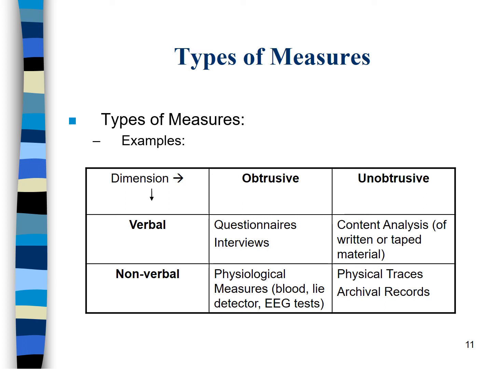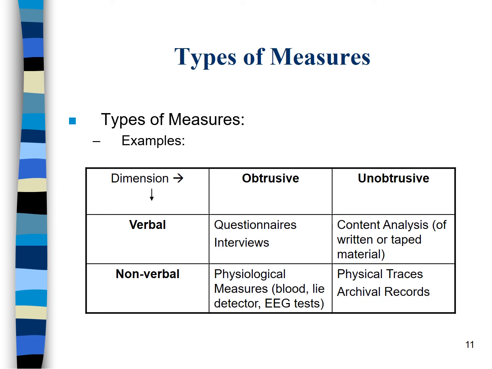Then we move down to the nonverbal obtrusive box. So nonverbal means that we're collecting information from you, but it's still obtrusive. You know that information is being collected. So different types of physiological measures: blood, lie detectors, EEG tests, things of that nature. You know you're hooked up to something, or you know somebody's drawing blood from you, but it's nonverbal in the sense we're not relying on your spoken words or your written words.